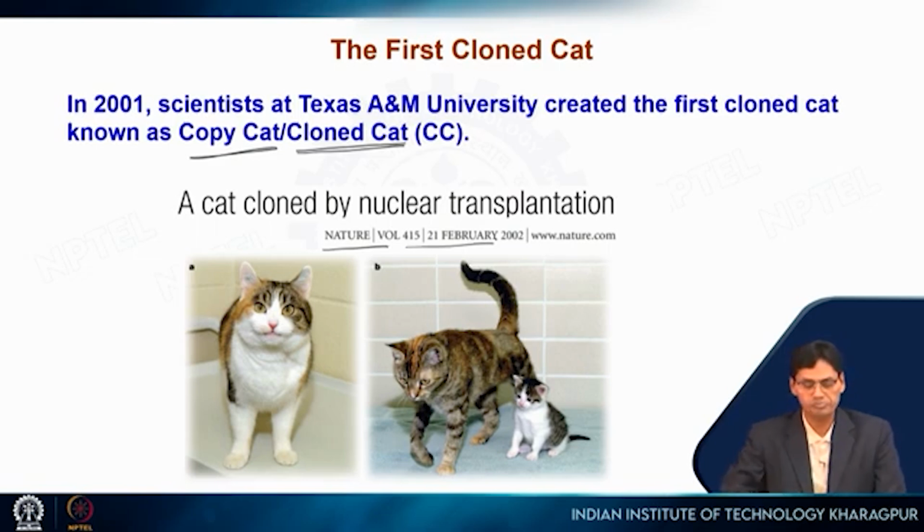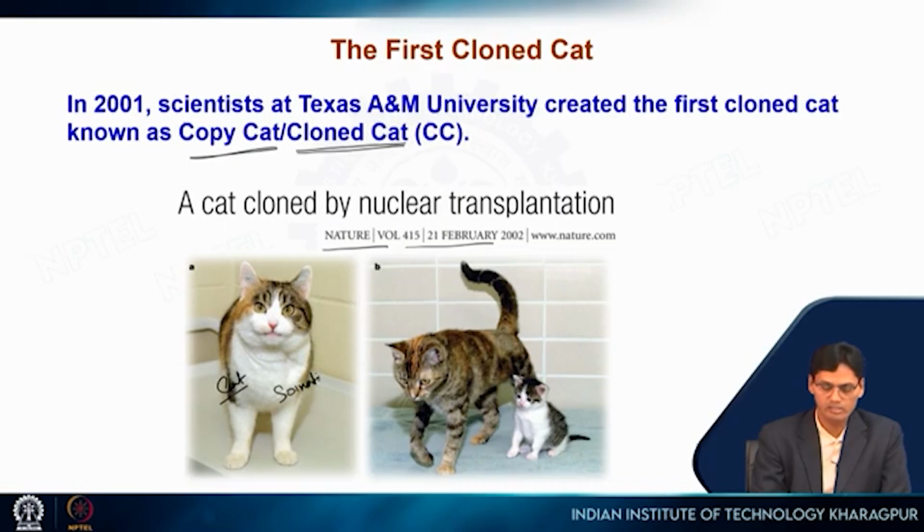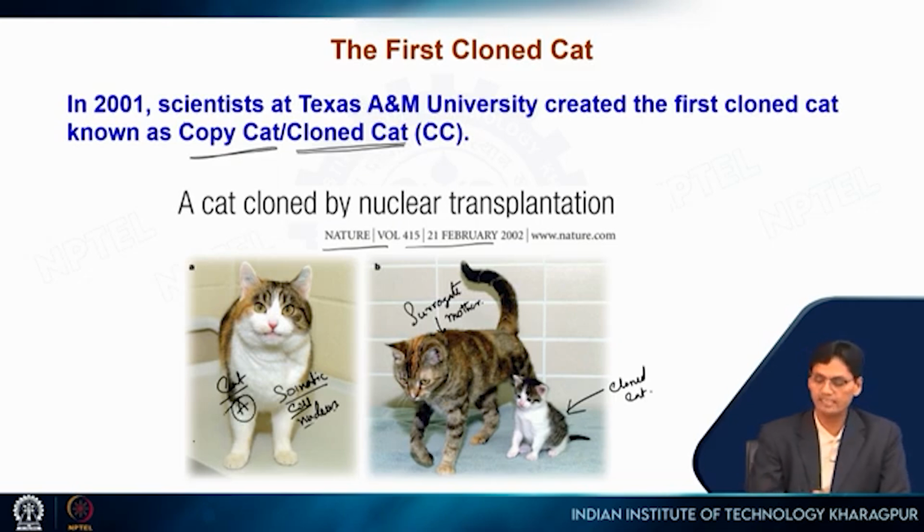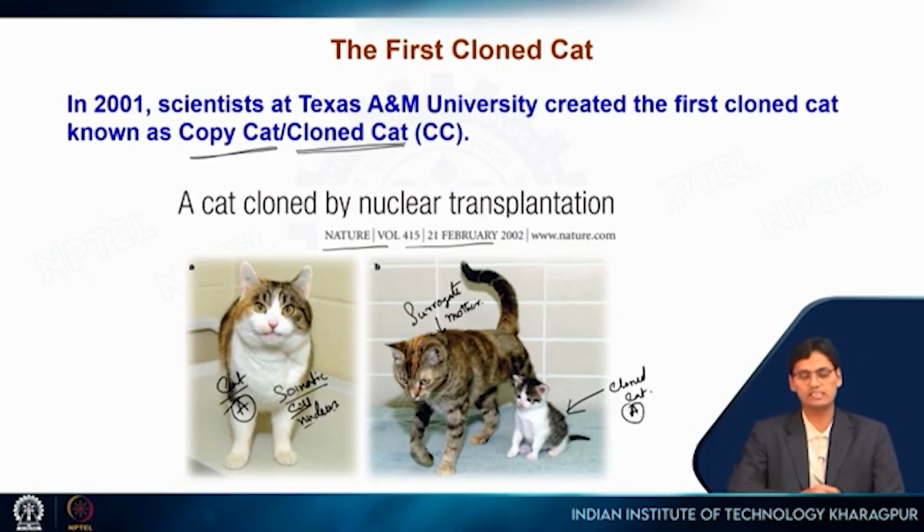I am taking this image from an issue of the journal Nature. From this cat, a somatic cell nucleus was taken, and this is the surrogate mother, and this is the clone cat. It looks like cat A here, because it is a clone.